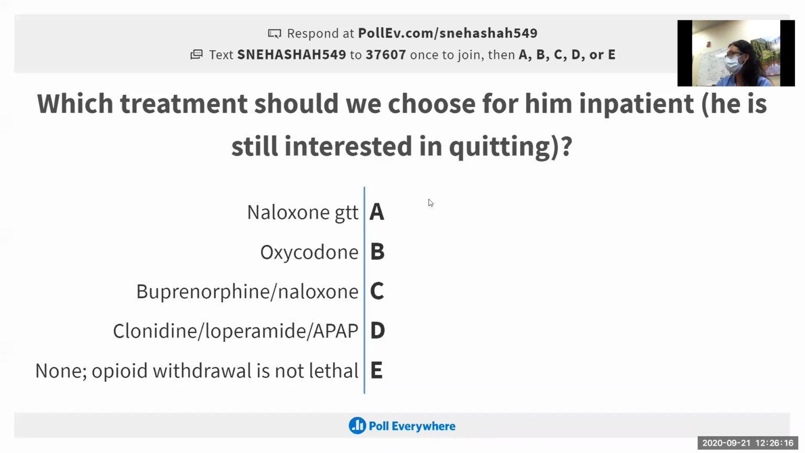Okay, Steve says oxycodone. Steve, tell me why. I mean, it's because we wouldn't be able to give the Suboxone, given that none of us can prescribe it, right? The scenario is still the same. Okay, so Steve says because none of us are X-waivered that we should use oxycodone. Anybody else?